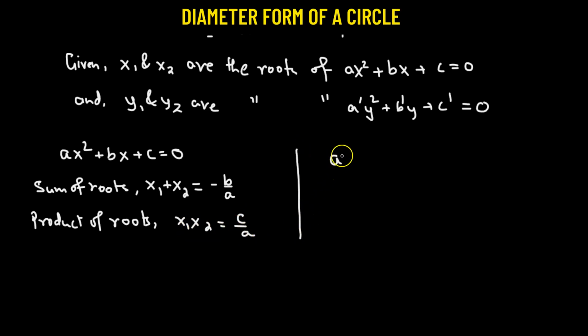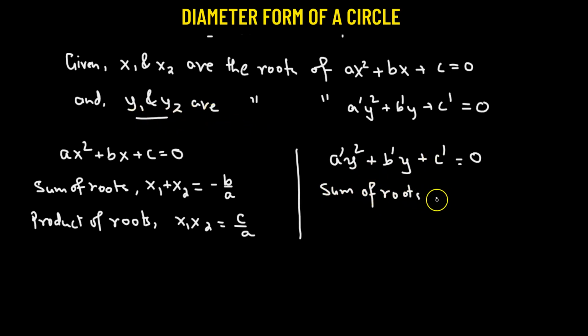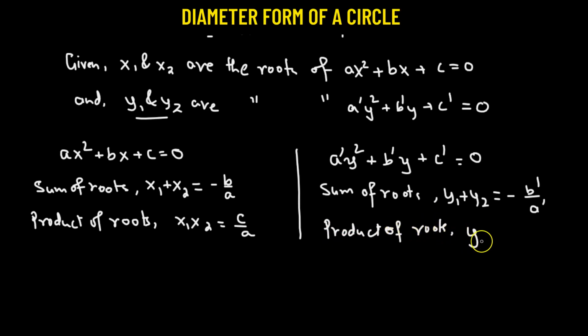Similarly, if we consider the other quadratic equation a prime y squared plus b prime y plus c prime equals 0, here if we consider the sum of roots, what are the roots of this given quadratic equation? They are y1 and y2. So we have y1 added to y2, that's going to be equal to negative b prime over a prime. And then we have the product of the roots, that's going to be simply y1 times y2, which will be equal to positive c prime over a prime.